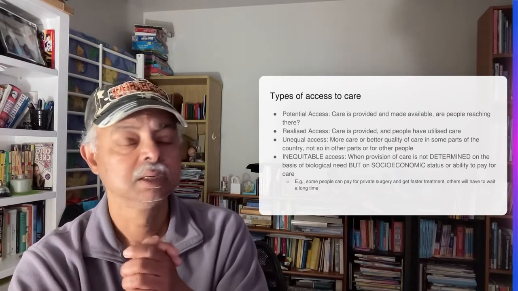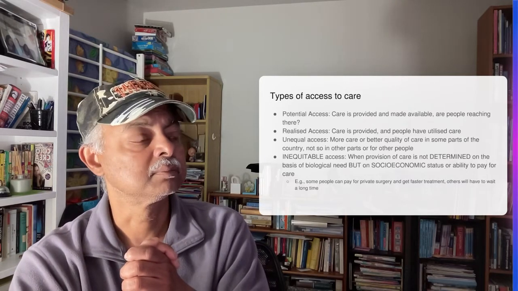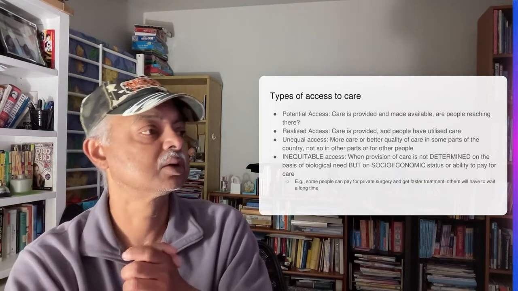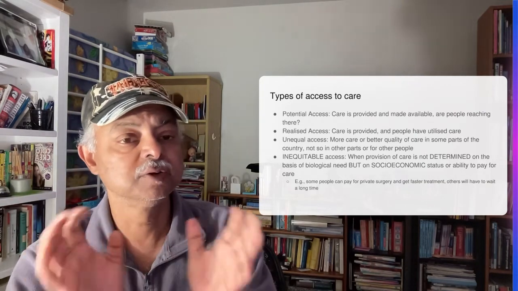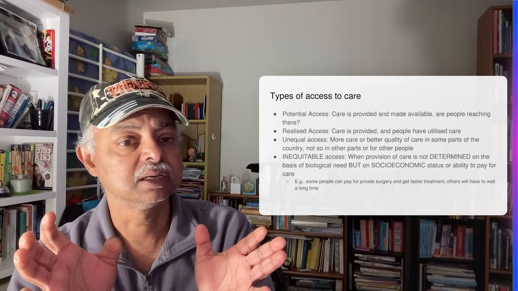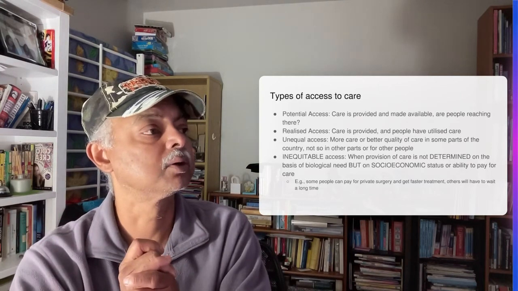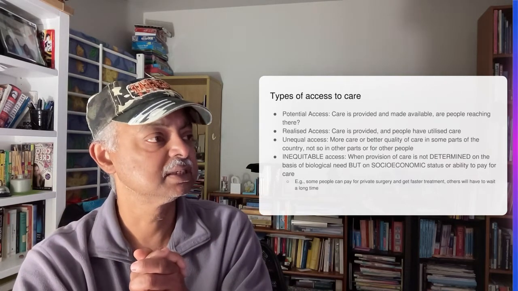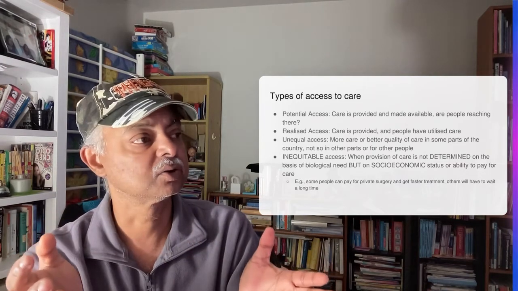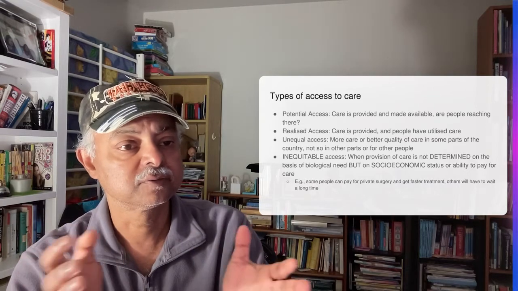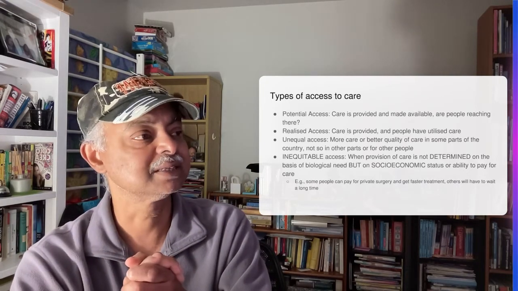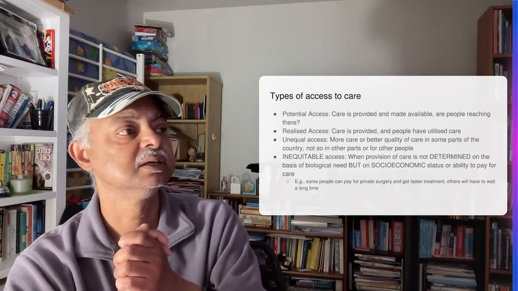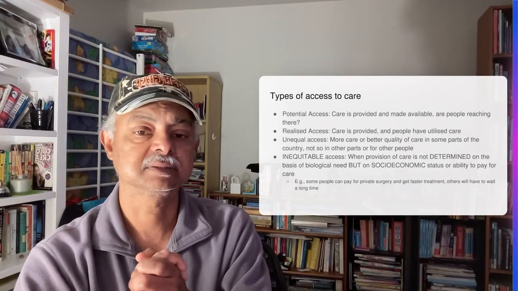Say, for example, there are vaccination facilities that are being set up, but people are not making use of it. They're going somewhere else. So even though the access is a potential access, people may or may not be using it. Then there is a thing called realized access, which is essentially what utilization of care talks about. So if the vaccination center is set up, people are walking into the vaccination center, they are getting themselves vaccinated, that access is called a realized access.